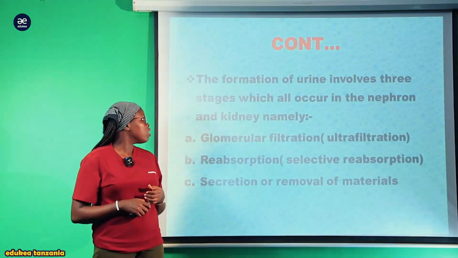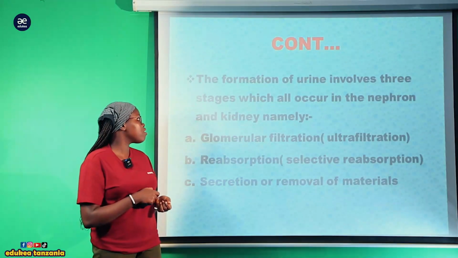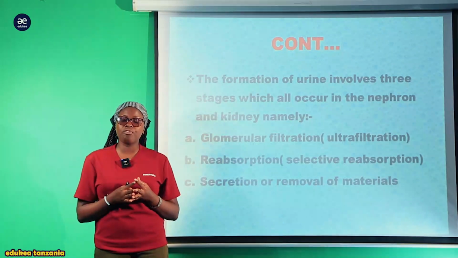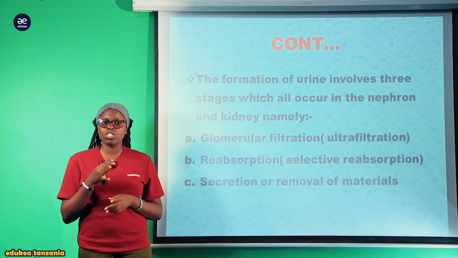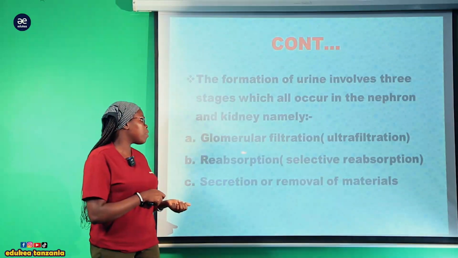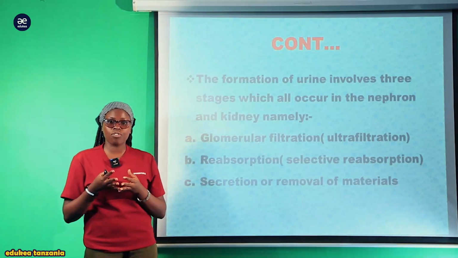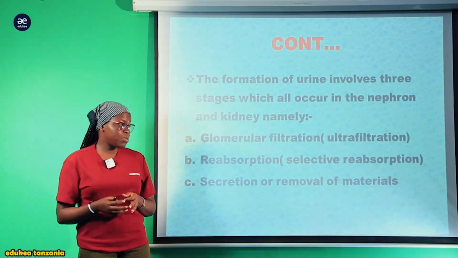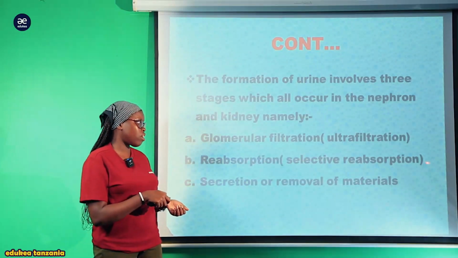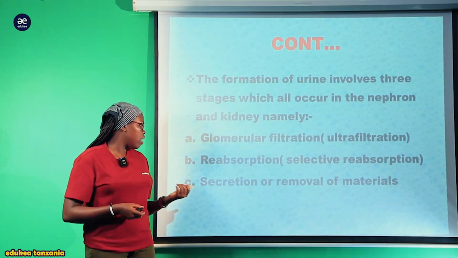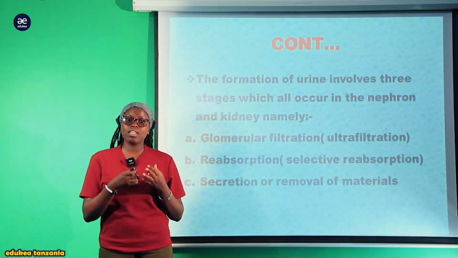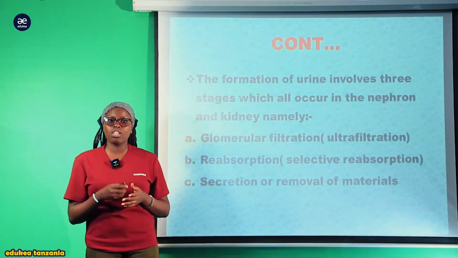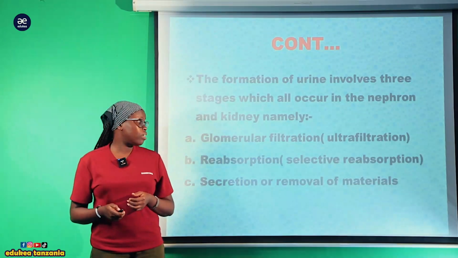Now, the formation of urine involves three stages, which all occur in the nephron and kidney. The first one is glomerular filtration, which I've already described as ultrafiltration, which starts in the Bowman's capsule. Also, there is reabsorption or selective reabsorption, which occurs in the loop of Henle, and the last one is secretion or removal of material, which occurs in the collecting duct. Now let us see how each part functions in the process of the formation of urine.